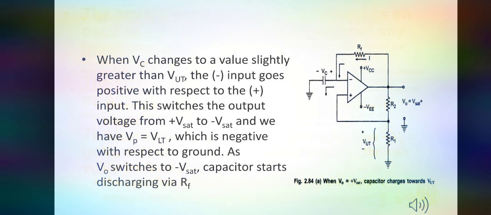When Vc changes to a value slightly greater than VUT, the negative input goes positive with respect to the positive input. This switches the output voltage from positive saturation to negative saturation, and we have Vp equal to VLT, which is negative with respect to ground. As V0 switches to negative saturation, the capacitor starts charging through RF.